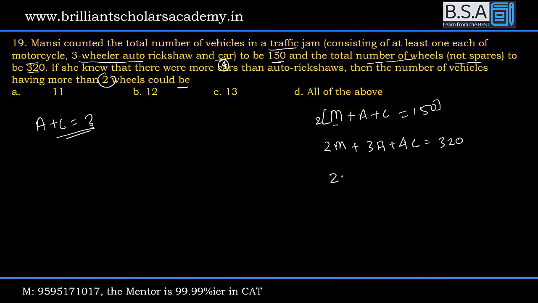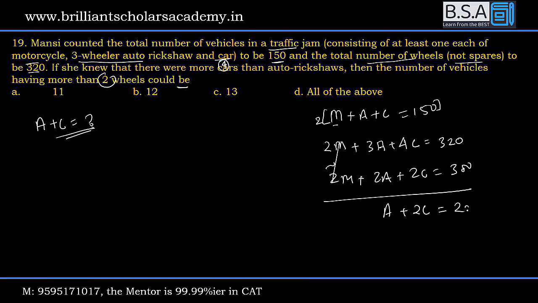I will double and rewrite. Double, double, double. I'll subtract. Nothing left. A plus 2C is equal to 20. Please observe, I am looking for the value of A plus C. Plus C is equal to 20.